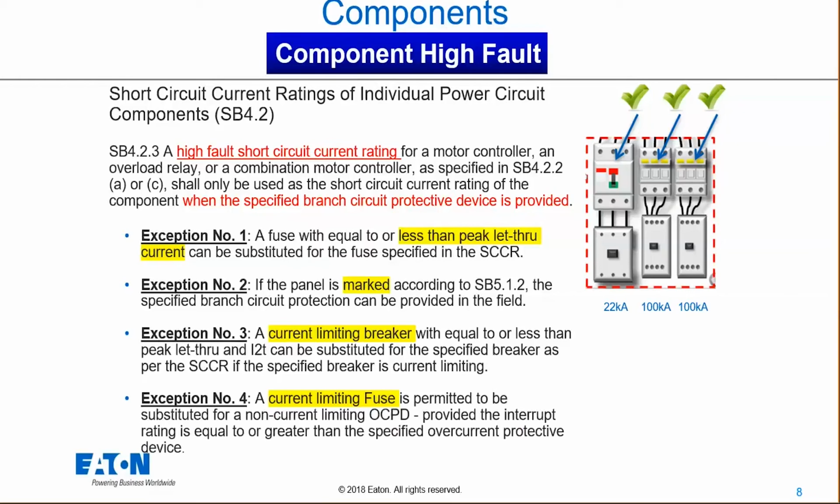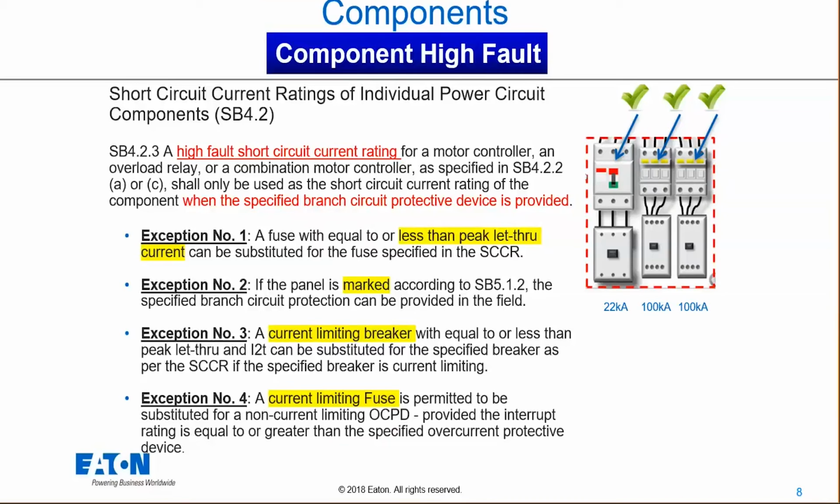Finally, on exception number 4, a current limiting fuse is permitted to be substituted for a non-current limiting overcurrent protective device, providing the interrupt rating is equal to or greater than the specified overcurrent protective device. So in this case, if the device out there, which is my contactor, and they specify a breaker ahead of it to meet its high fault current rating, I can replace that breaker with a current limiting fuse. I could not put in a current limiting breaker. That is a change. So I just want to make sure you're aware that if I do have a component out there that has a standard breaker, I can then put in a current limiting fuse that has the same interrupting ratings, and it'll meet the standard for the high fault condition.